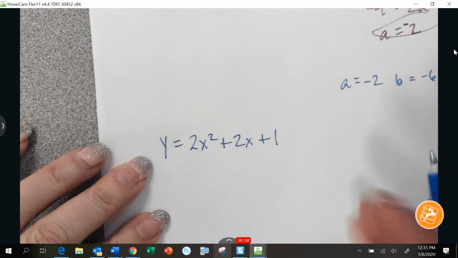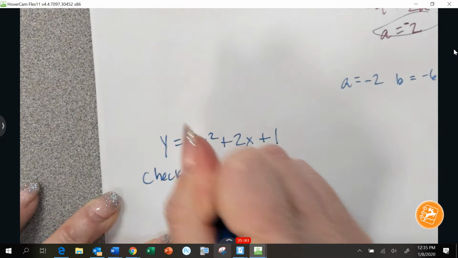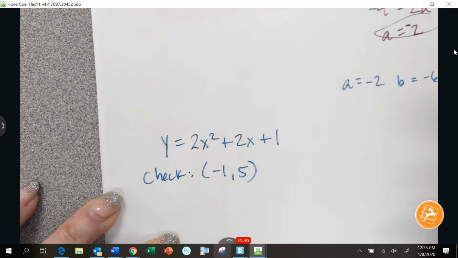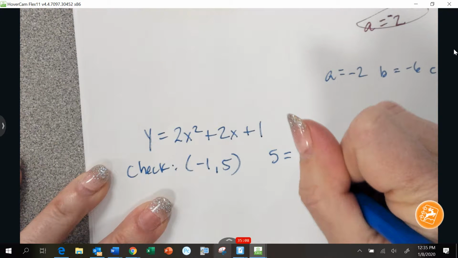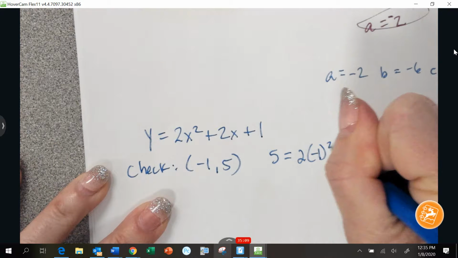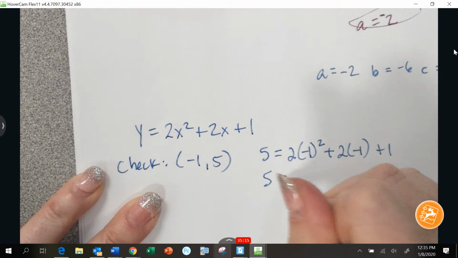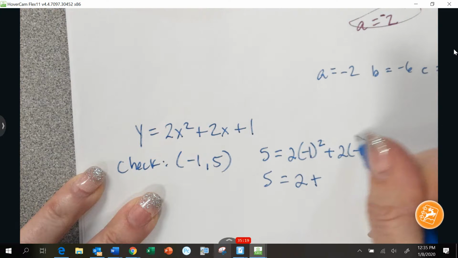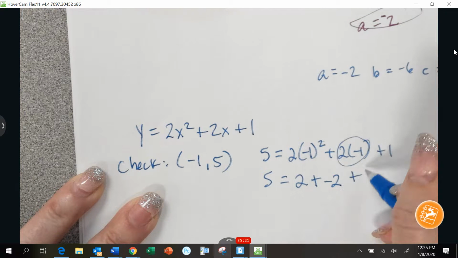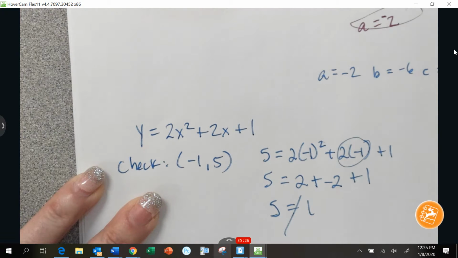So if I were to check the ordered pair negative 1, 5 in this equation, 5 equals 2 times negative 1 squared plus 2 times negative 1 plus 1. Just to check that. Negative 1 squared is 1, times 2 is 2, plus this would give me negative 2, plus 1. You see how it doesn't check.